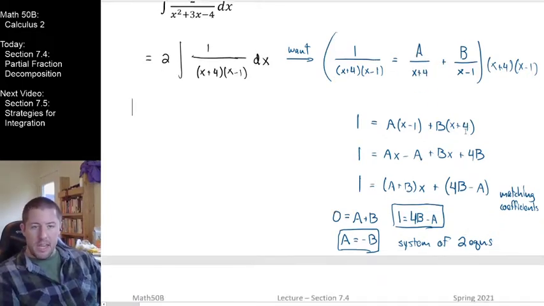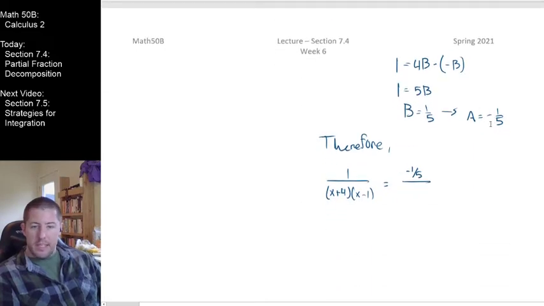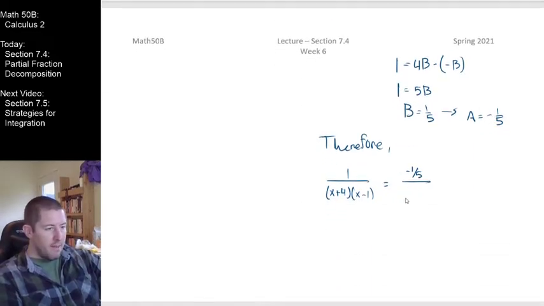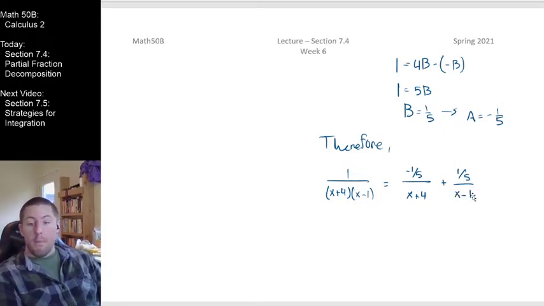A was associated with the x plus 4 factor. A was negative 1/5, and it's got that denominator of x plus 4. The other one that we got is positive 1/5, and that was associated with the denominator of x minus 1. So the whole point is our integrand currently looks like this, but we have just found that we can rewrite this fraction as the sum of these 2 fractions, which are way easier for me to integrate.